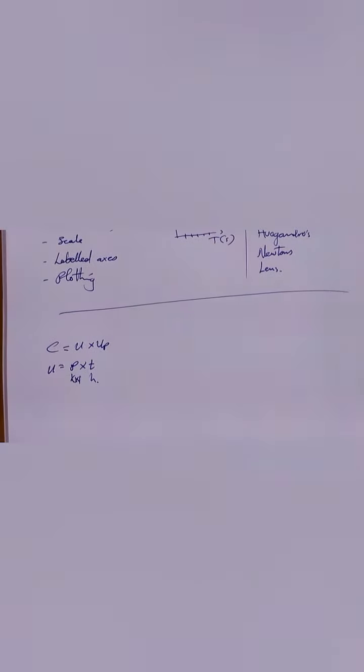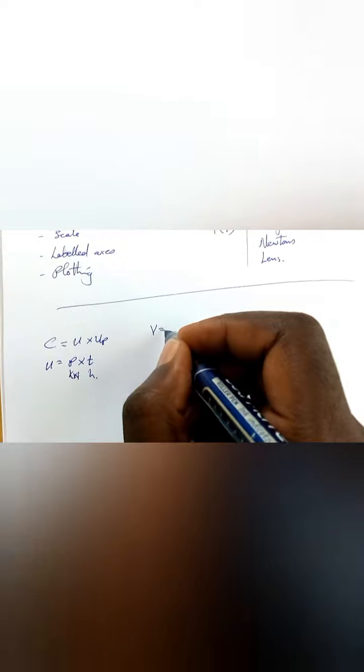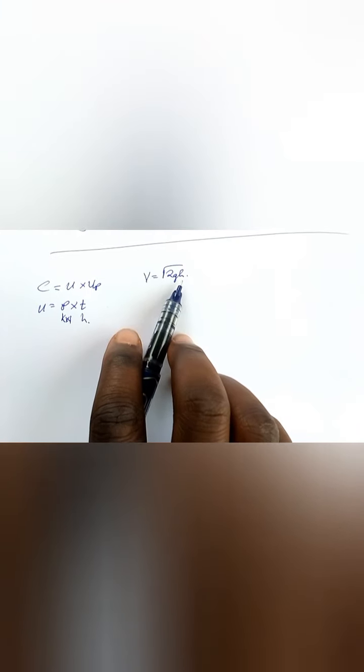This formula goes along with units. This is energy, so units is equal to power times time, where power is in kilowatts. Do not forget that. Then time is in hours. Memorize as many as possible. The velocity of a freely falling object, for example, is v equals root 2gh, where g is gravity and h is height.